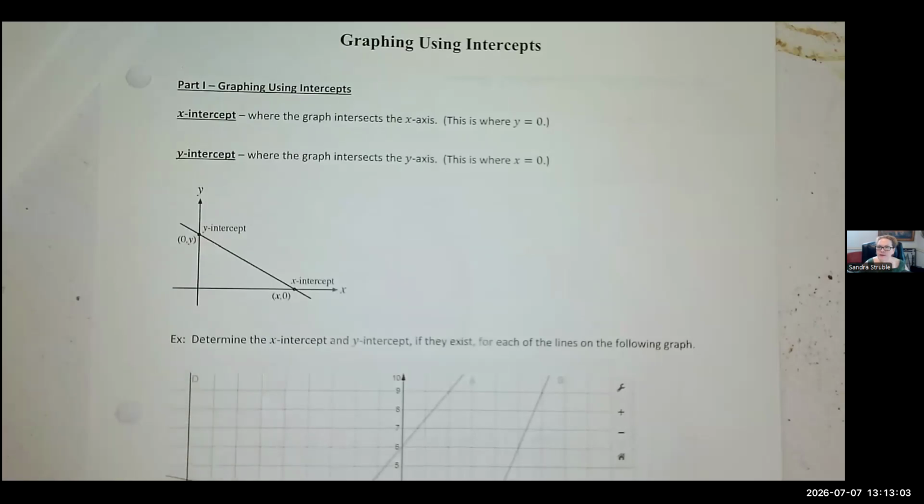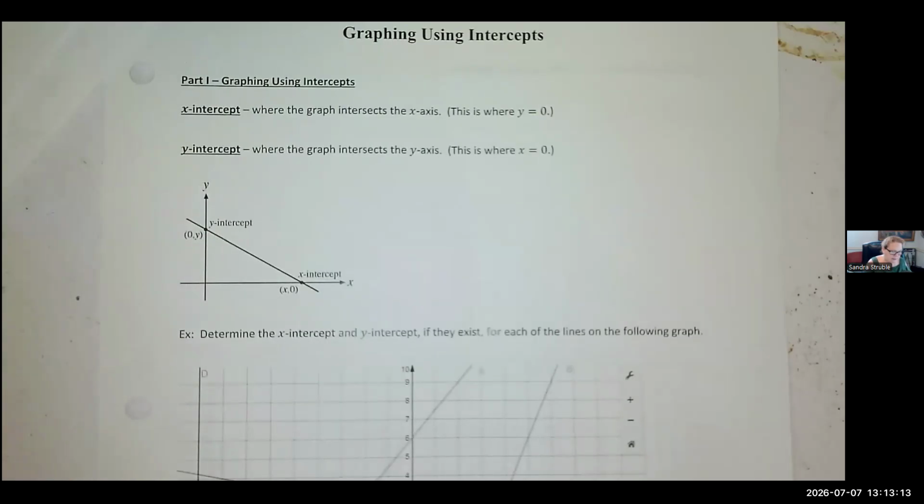Hey, y'all, so let's cover graphing using intercepts. We're going to cover part one in this video and just talk about what an intercept is. That's the first thing I need you to understand.